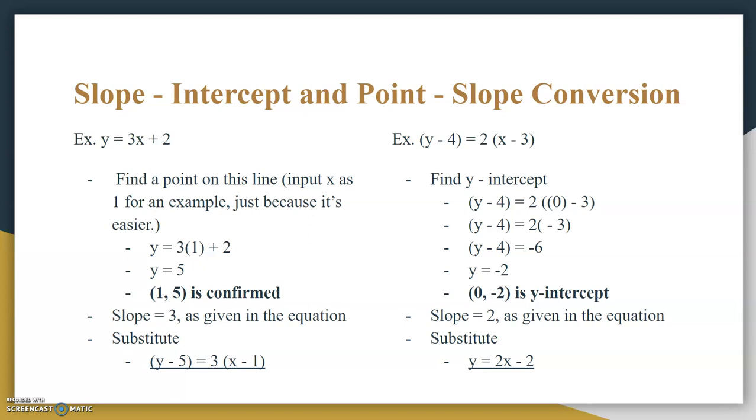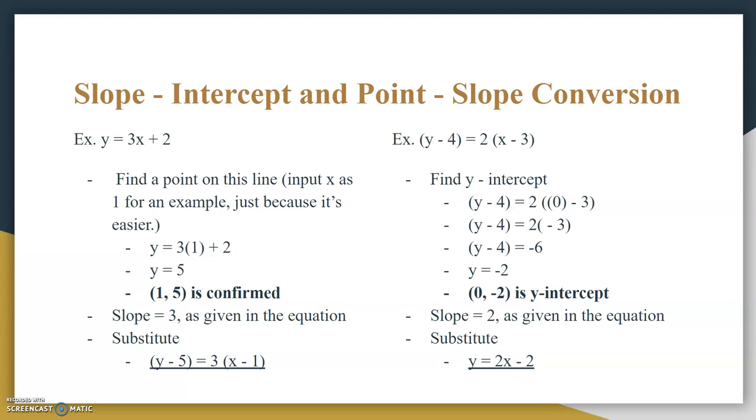0 minus 3 is equal to negative 3. So 2 times negative 3 is equal to negative 6. Therefore, we have the equation y minus 4 is equal to negative 6. Adding 4 to both sides leaves us with y is equal to negative 2. Therefore, (0, negative 2) is our y-intercept.